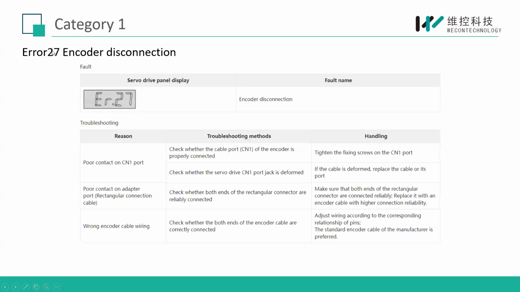Error 26 is about encoder connection. Usually, an encoder connection error must be on the servo side, the motor side, or the cable side. So we can directly change the servo, change the cable, or change the motor to confirm which part has the problem.